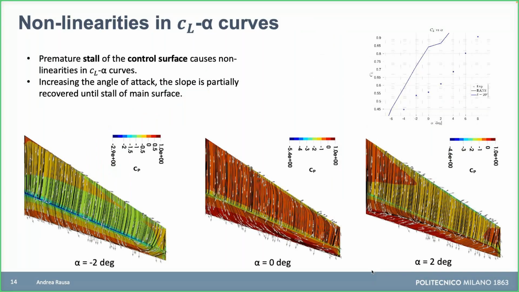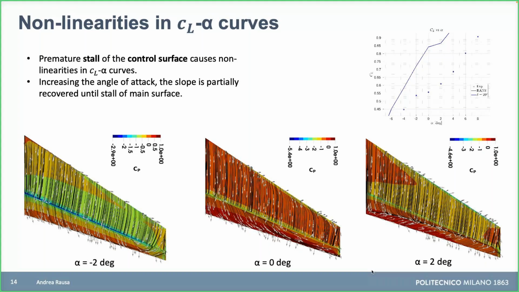So if we zoom in on the CL alpha curves in the linear part of the curve, there are nonlinearities. Here we can see experiments in the dots, and the continuous line is the RANS. You can see that there is a change of slope around 0 degrees, between -2 and 2 degrees for the experiment, and between 0 and 4 degrees for the RANS. So we see in both cases this change of slope, but with different magnitude and different angles.